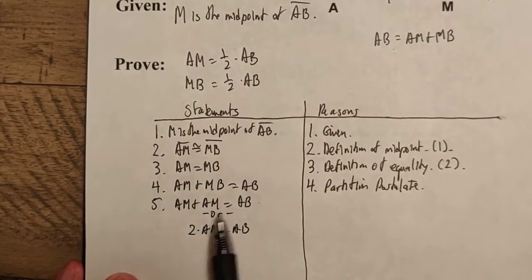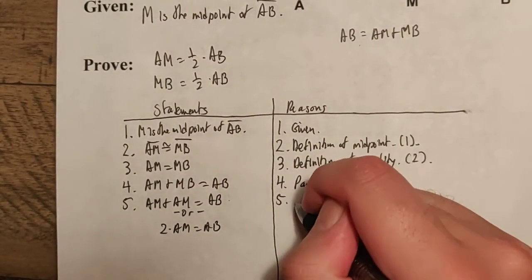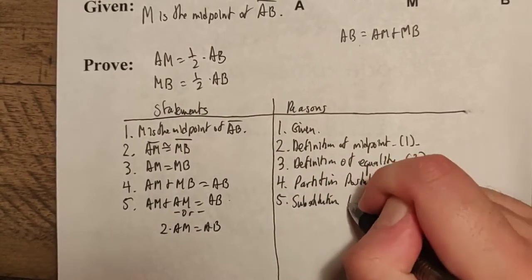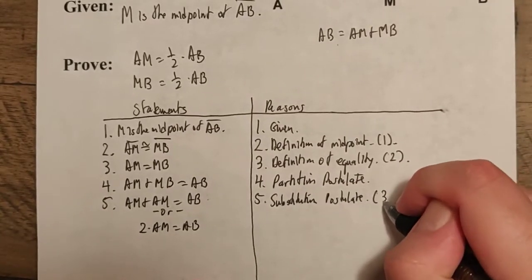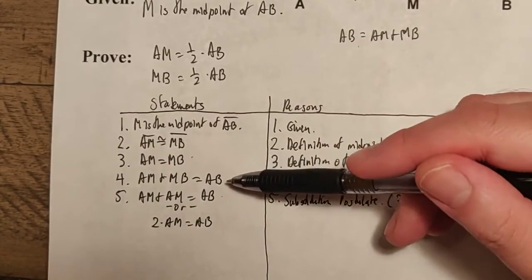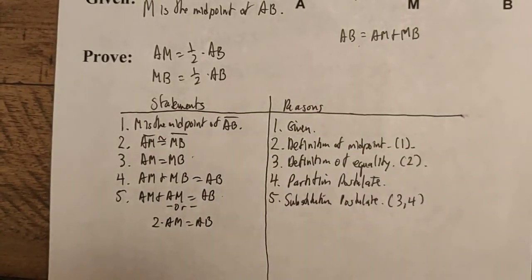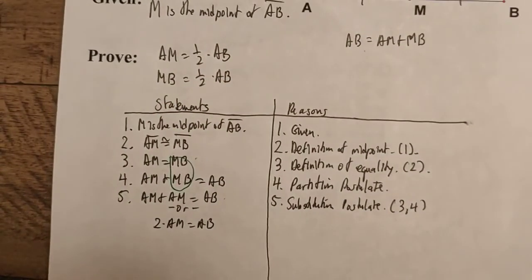I'm just doing this here to show that we're doing a calculation. So in this case here, this is going to be our substitution postulate. And that's going to be from steps 3 and 4. We're subbing 3 into 4 here, right? This AM equals MB gets substituted into this statement here, right? We can get rid of the MB and replace it with AM, right? So these two things match, so I can get rid of the MB and replace it with AM.